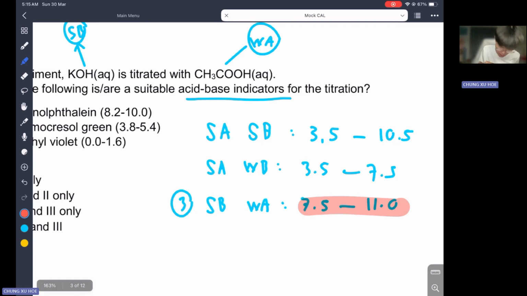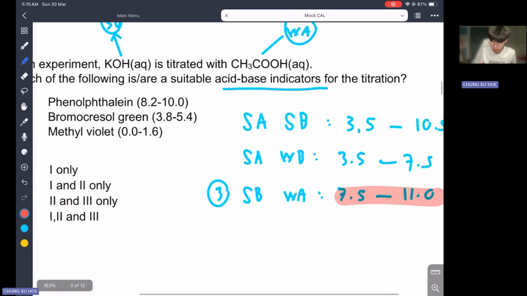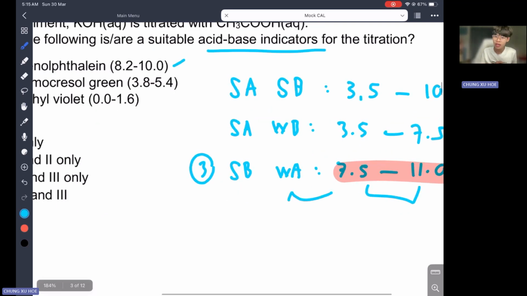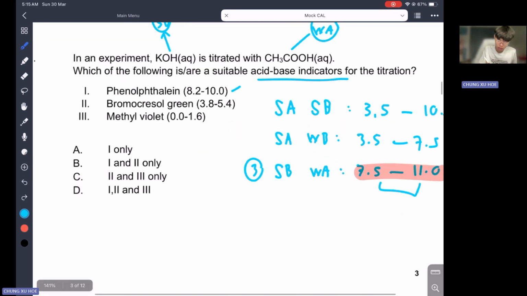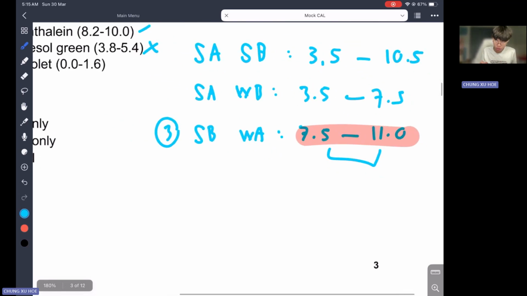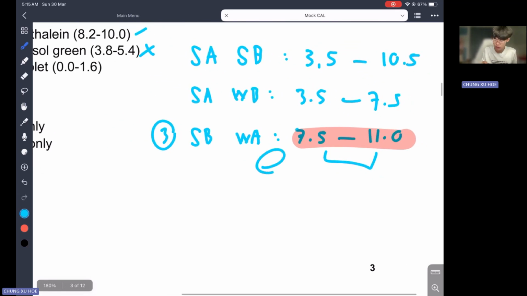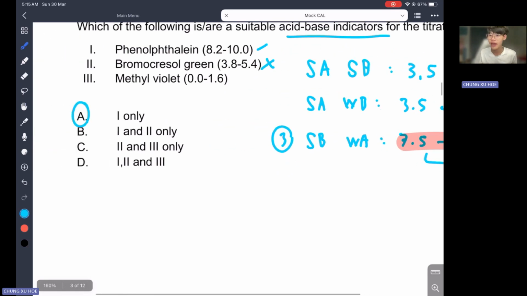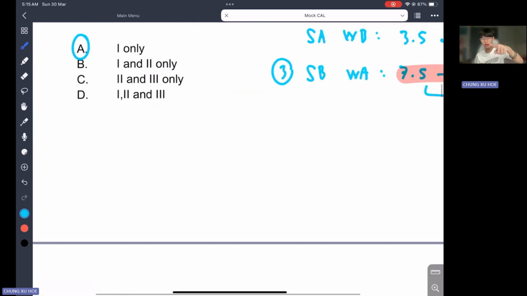You're going to find it. So 8.2 to 10 falls inside here. Okay, this one is accepted. How about phenolphthalein? Accepted. How about bromocresol green? 3.8 to 5.4. Over here, cannot. Methyl violet, 0 to 1.6, also cannot. So the answer will be 1 only. Your phenolphthalein, the most famous indicator around the world.